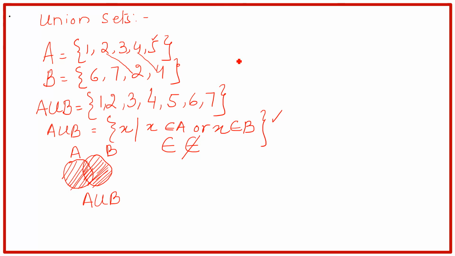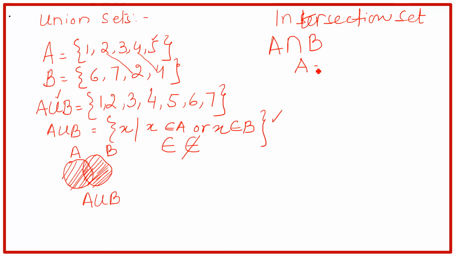Now come to the intersection. Same thing, right? Here I will write down intersection. Intersection sets. How will we represent intersection? A intersection B. This is called union, right? U for union, and this represents intersection.